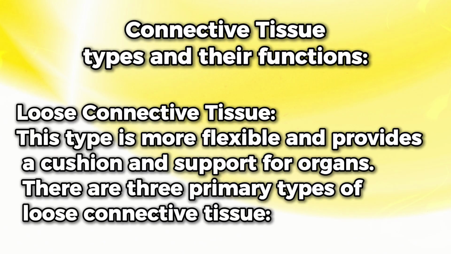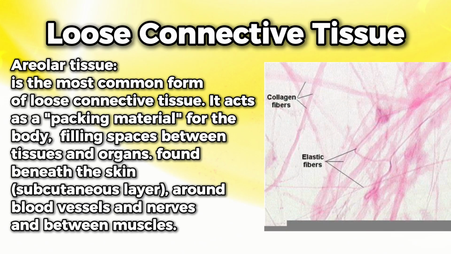Loose connective tissue. This type is more flexible and provides a cushion and support for organs. There are three primary types of loose connective tissue. Areolar tissue is the most common form of loose connective tissue. It acts as a packing material for the body, filling spaces between tissues and organs. Found beneath the skin, in the subcutaneous layer, around blood vessels and nerves, and between muscles.